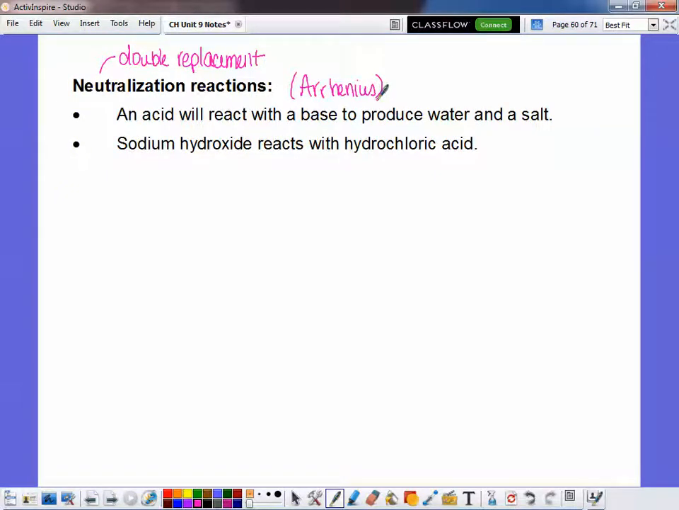Okay? In a neutralization reaction, we have an acid reacting with a base, producing water and a salt. Now, when I say a salt, I don't mean solely sodium chloride. Sodium chloride is a salt, but it is not the only salt. A salt is just an ionic compound that is not an acid or a base. A salt is really just a classification of a compound. Okay? So, for example, here we have sodium hydroxide reacts with hydrochloric acid. How do I write sodium hydroxide?